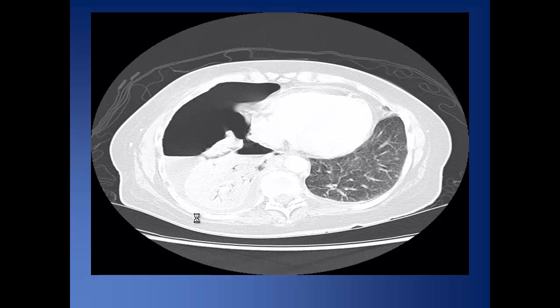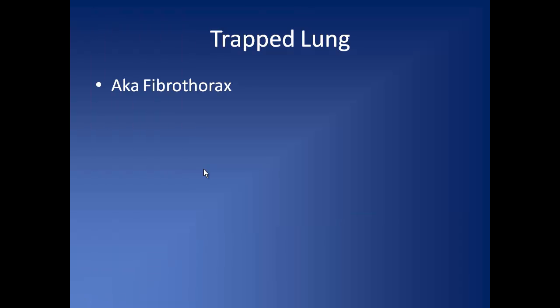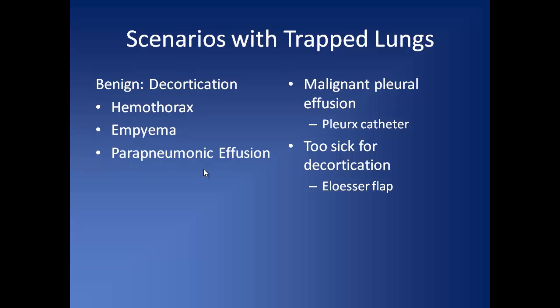So this is our CAT scan a day later, and you can see air and fluid in there. This is actually what we call a trapped lung, or fibrothorax. So it looks like a pneumothorax, and technically it is, but the pathology with it is that the lung has formed scar tissue around it, so it can't expand. And so scenarios with trapped lungs can be benign. For those patients, we do decortication, which I'll go into later.